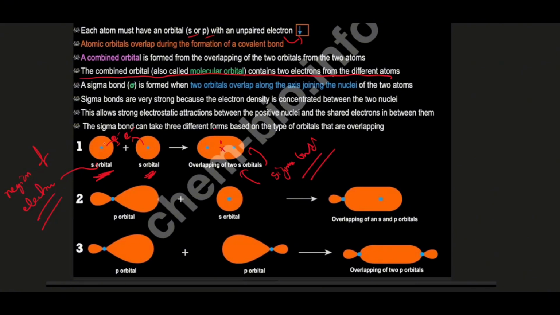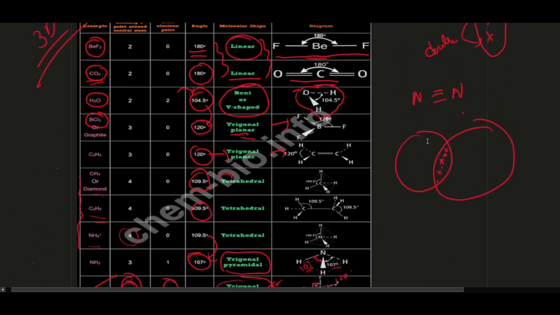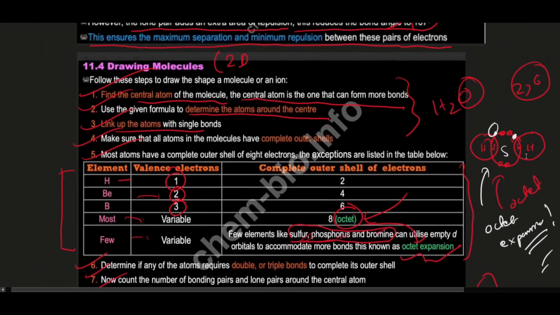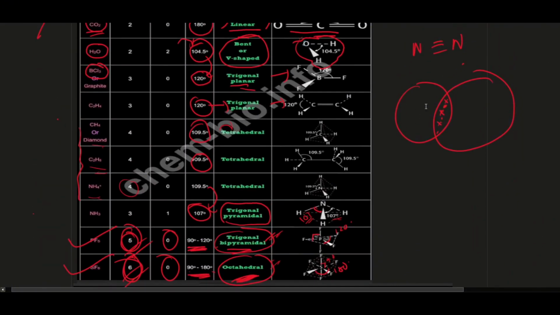Yeah. This is from two different elements. For instance, in the case of water, you can clearly see the s orbital of hydrogen and the s orbital of oxygen. Did you understand?